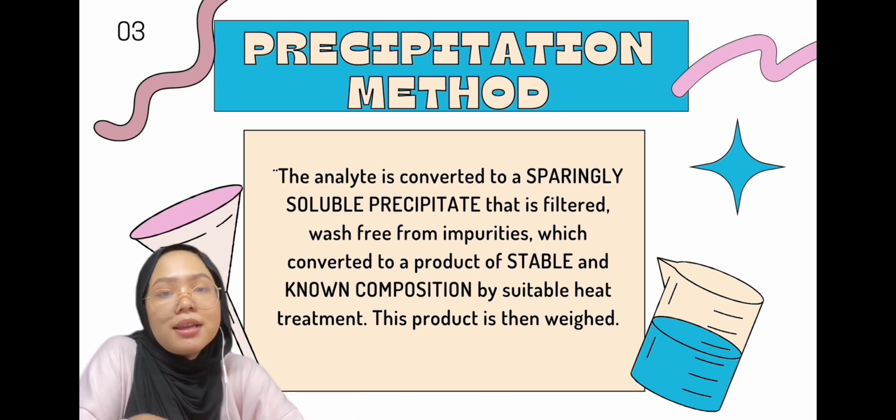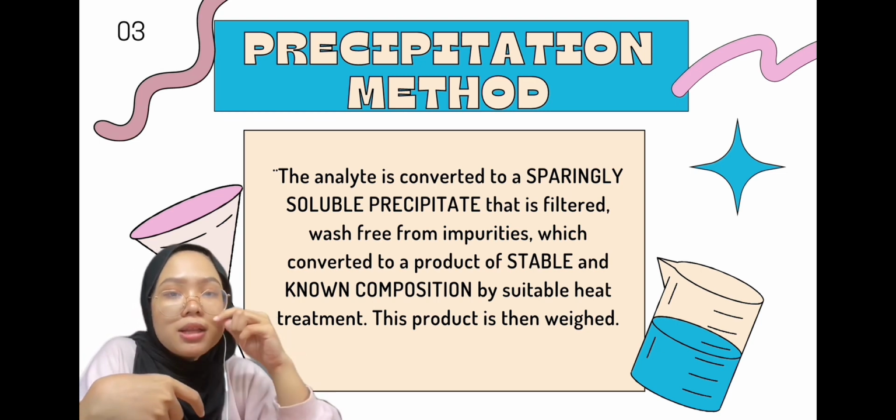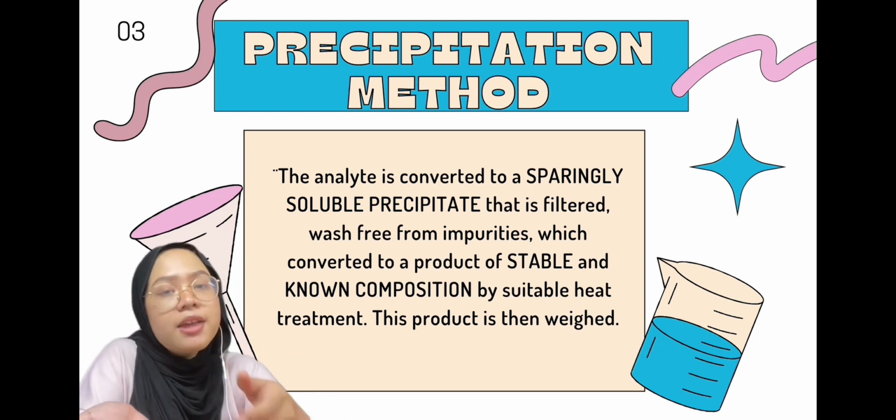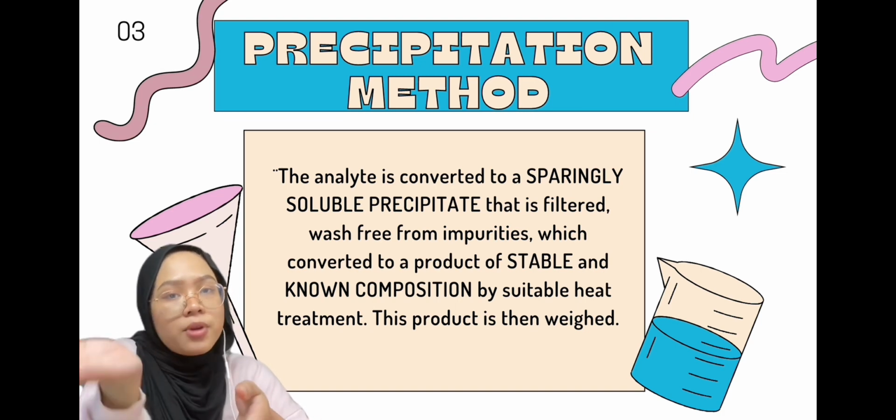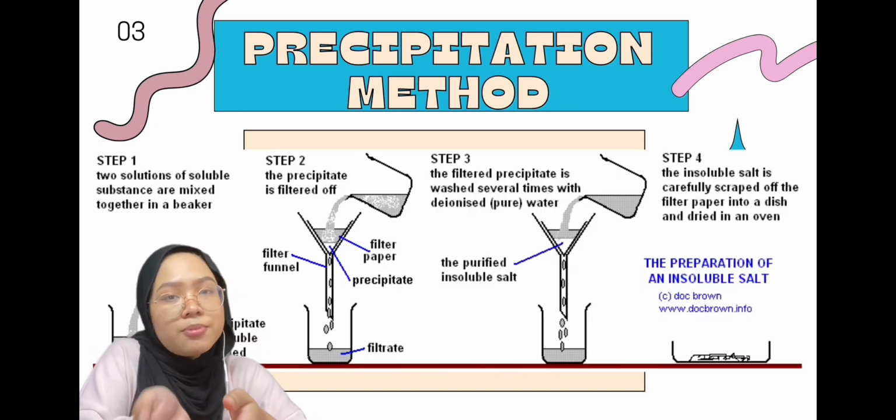In this method, the analyte of interest is converted into a sparingly soluble precipitate, which can be filtered and purified to obtain a product of known and stable composition. This product is then weighed to determine the quantity of the analyte present in the sample.